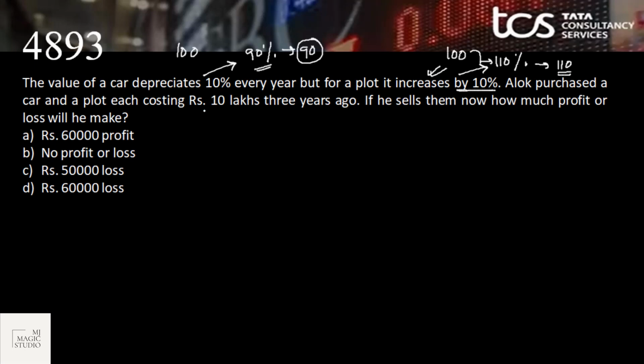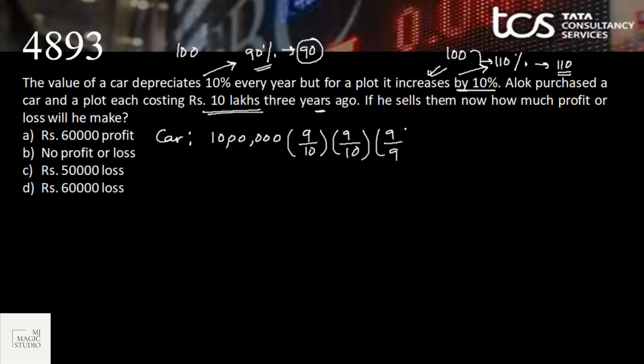Alok purchased a car and a plot each costing rupees 10 lakh 3 years ago. If he sells them now, how much profit or loss will he make? So on the car, the cost price was 10 lakh. Let us see how much the value is after 3 years. We will multiply this recovery rate, that is 90%, 9 by 10, 3 times. Now 9 into 9, 81 into 9 is 729. This is 10. So we will get 729,000. So the selling price of the car after 3 years is 7,29,000.